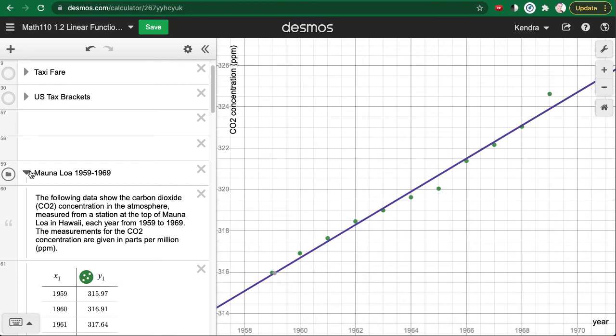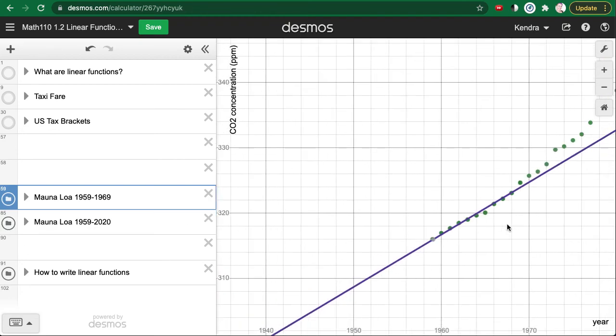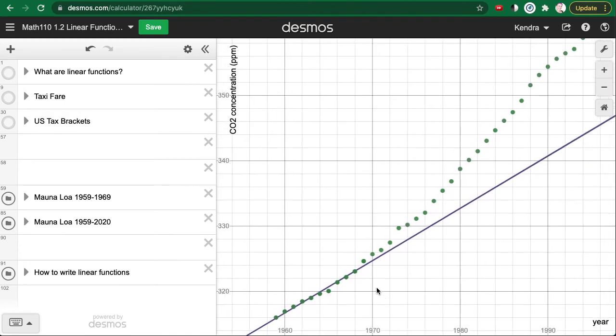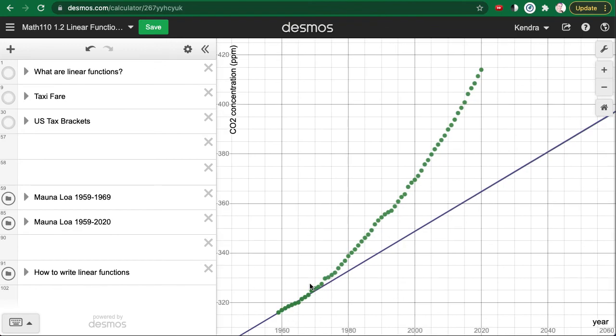So there is another video that involves modeling linear functions, modeling different functions, modeling data. And if you were to zoom out on this and see how the data continue past 1969, we can see that the linear model, while it was a good fit from 1959 to 1969, becomes a really, really terrible model. It starts curving up. And so there's another video on modeling this with exponential growth.